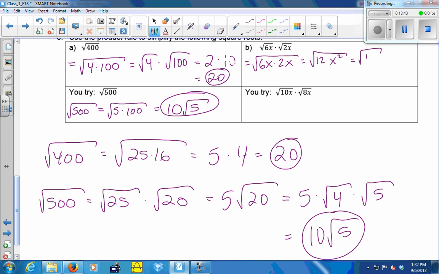Square root of 12 times something. Something times the square root of 12, right? I want to take the square root of x squared. What is that? Sometimes it's x. Absolute value of x, right. Yeah, this is what we were just talking about.